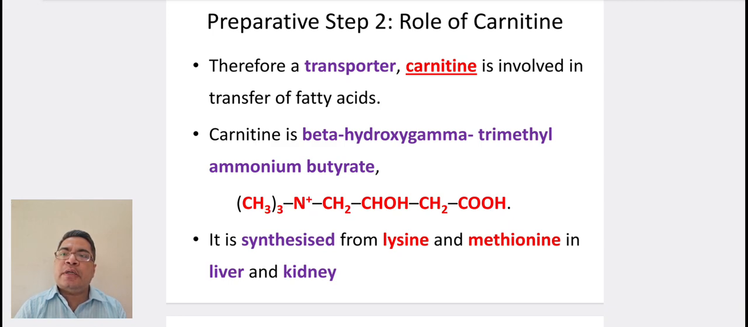Carnitine is beta-hydroxy gamma-trimethyl ammonium butyrate. It is written as (CH3)3 N+ CH2 CHOH CH2 COOH. It is synthesized from lysine and methionine in liver and kidney.